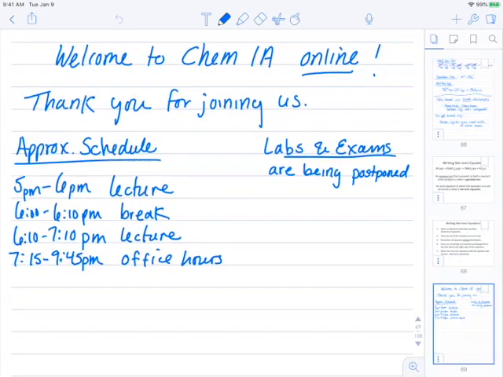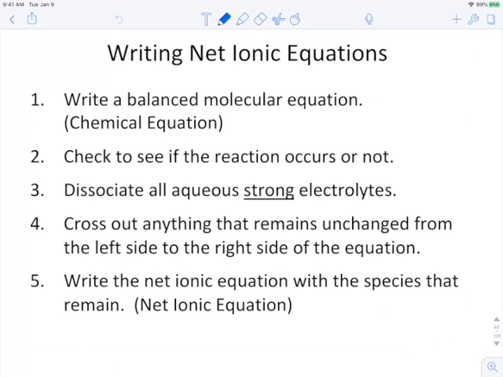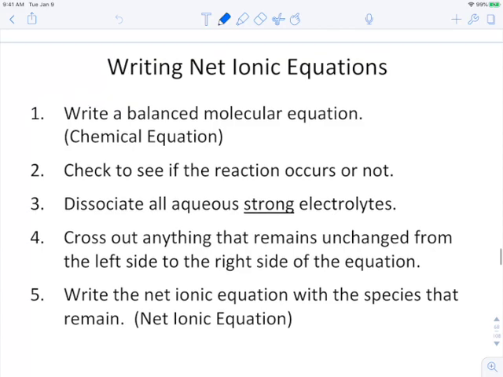All right, so the very last time we were together, when we actually got to see each other face to face, we were doing net ionic equations. So we first wrote a balanced molecular equation, and then today we're going to work on checking to see if that reaction happens or not. We are going to dissociate all strong electrolytes, cross out anything that remains unchanged from the left to the right side, and then we'll write the net ionic with everything that's left over.